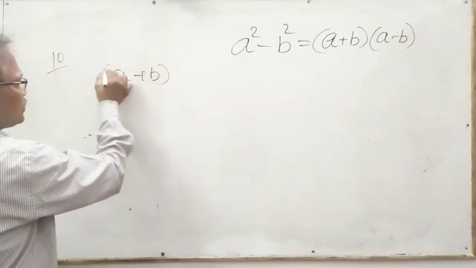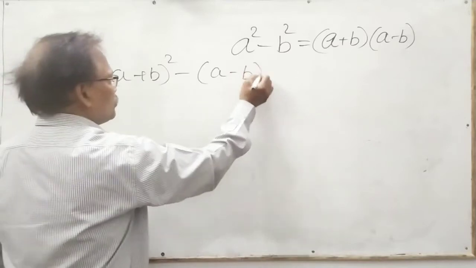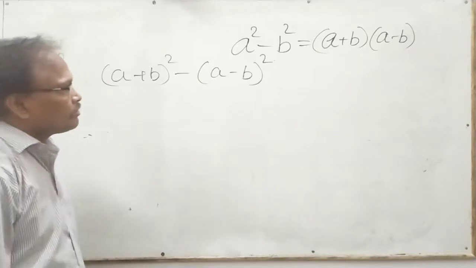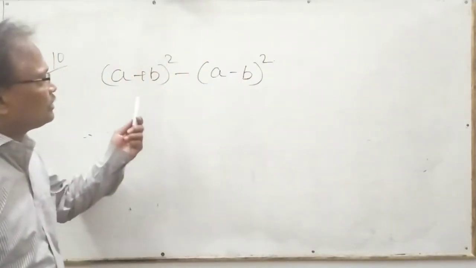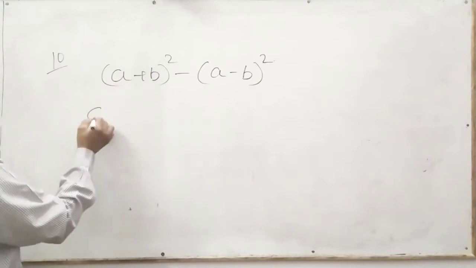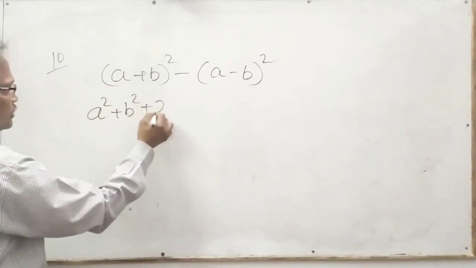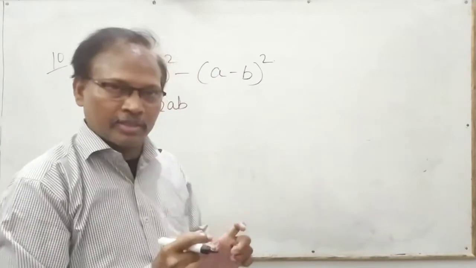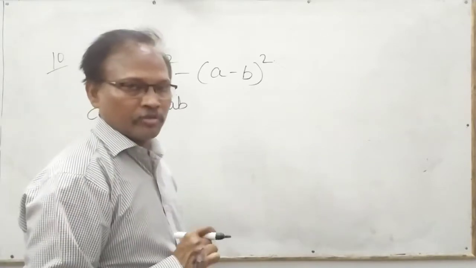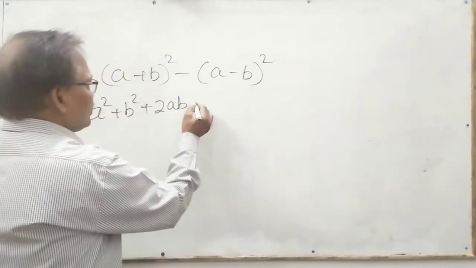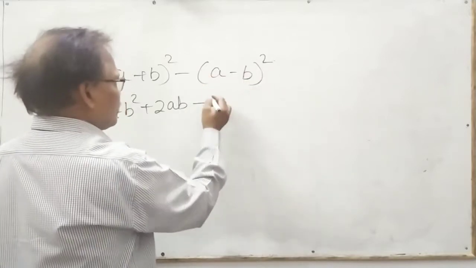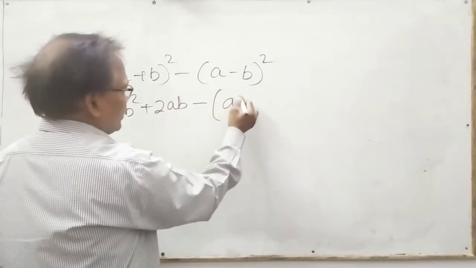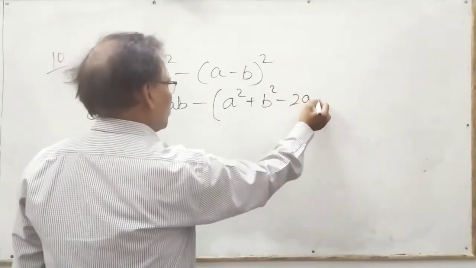a plus b whole square minus a minus b whole square. Clear? You can apply this formula, but if you don't want to apply, then just you expand this. So a square plus b square plus 2ab. But when you have the minus sign before the bracket in any number, then you must be alert, क्योंकि minus sign ही सब प्रॉब्लम करता है. If minus sign is there and bracket is there and you have to expand, then just put the bracket after the minus sign. A square plus b square minus 2ab.